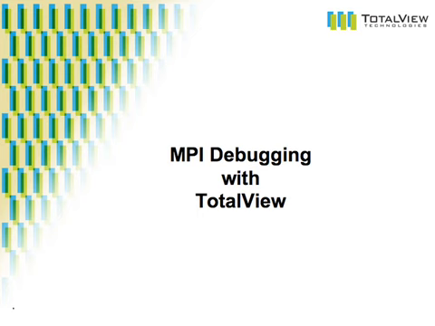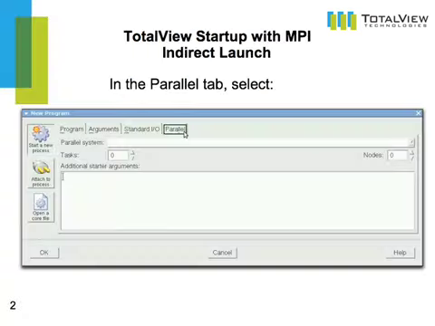Today I'd like to give you a quick review of MPI debugging with the TotalView debugger. There's a couple of ways that you can start up your MPI program under TotalView. One of the simplest is to use the graphical user interface New Program window.